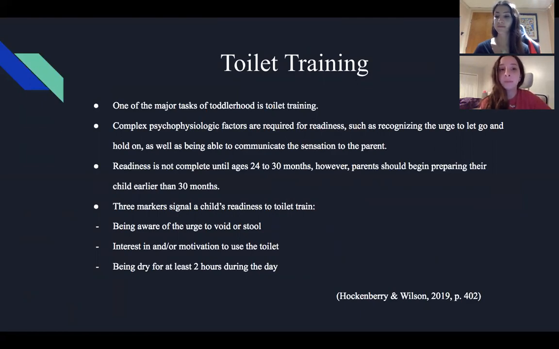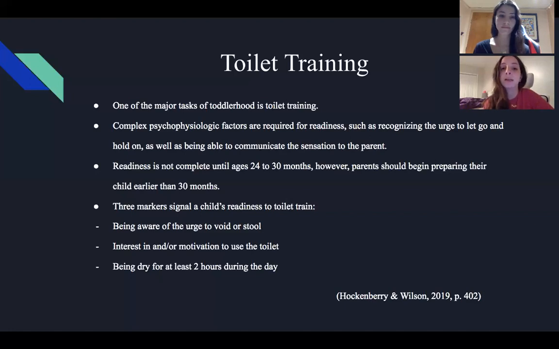psychophysiologic factors. These are required for readiness, such as recognizing the urge to use the bathroom, as well as holding on and being able to communicate the sensation to the parent. So the child should know when they're able to use the bathroom and be able to hold it in, as well as let their parent know that they need to go. And readiness is not complete until ages 24 to 30 months. However, parents should begin preparing their child earlier than 30 months.